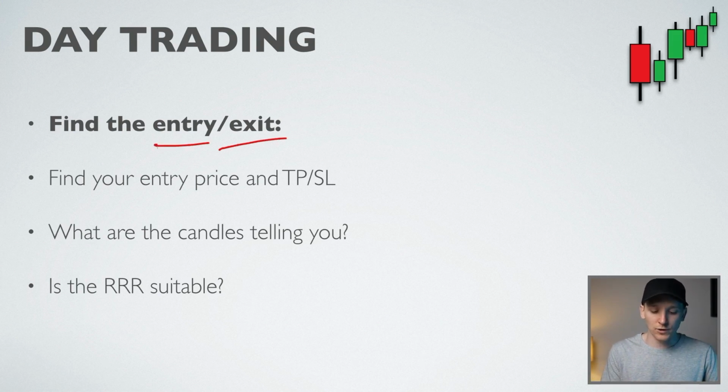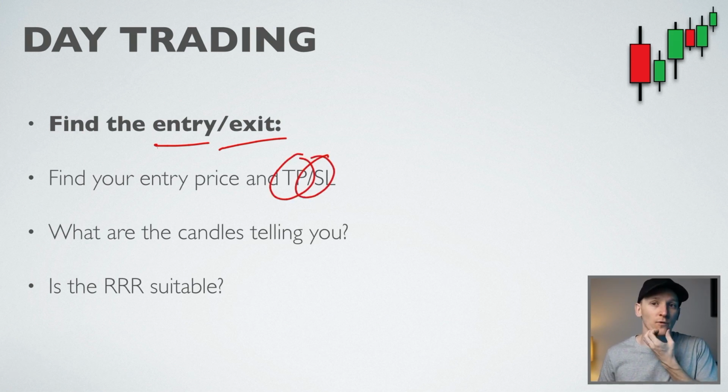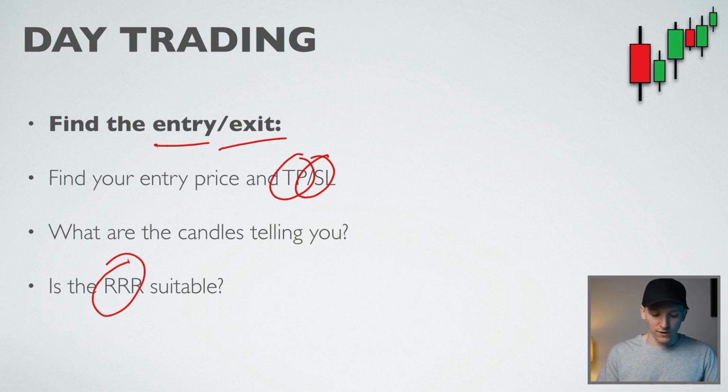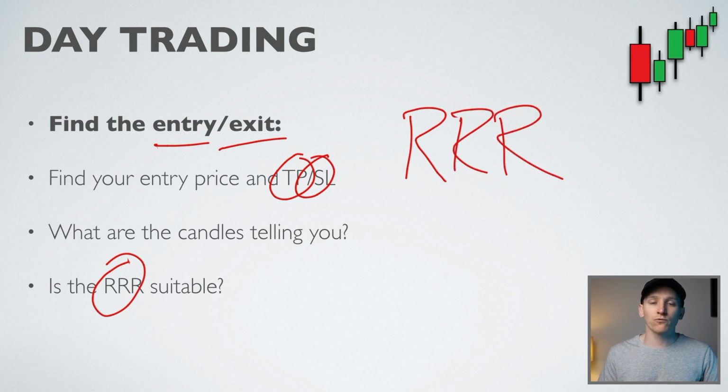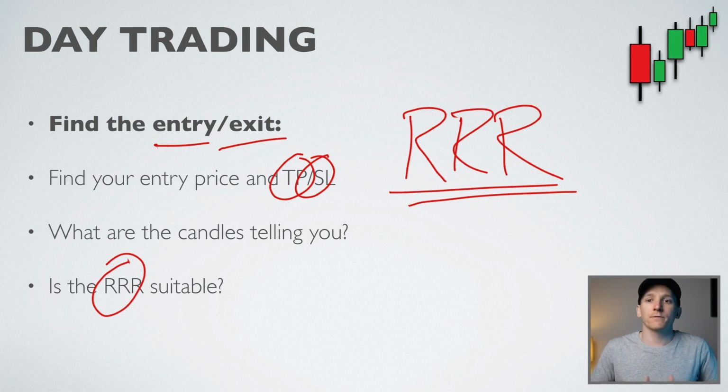So find your entry and exit points. Also find your take profit and stop loss levels before the trade. If the TPSL doesn't look good, and risk reward, right? If your risk reward ratio doesn't look good before the trade, then don't get into the trade. It has to look good beforehand for you to get in. And then if it's moving in your direction, then you can maybe move up your stop loss and take profits to try and get a little bit more out of the trade.